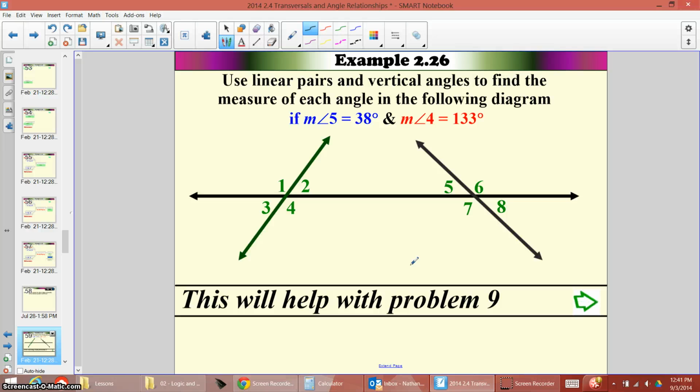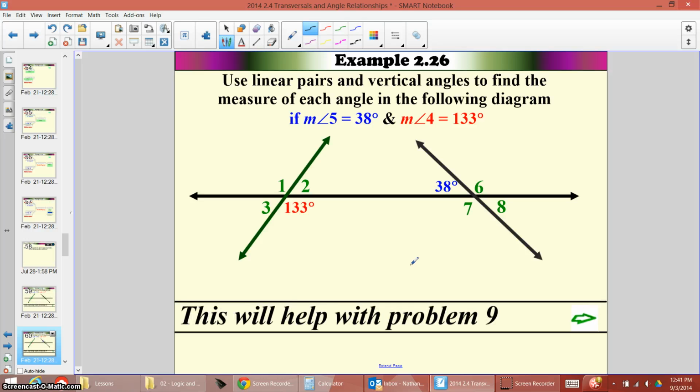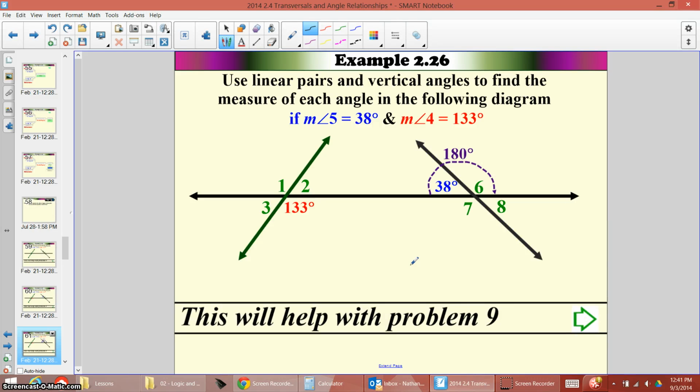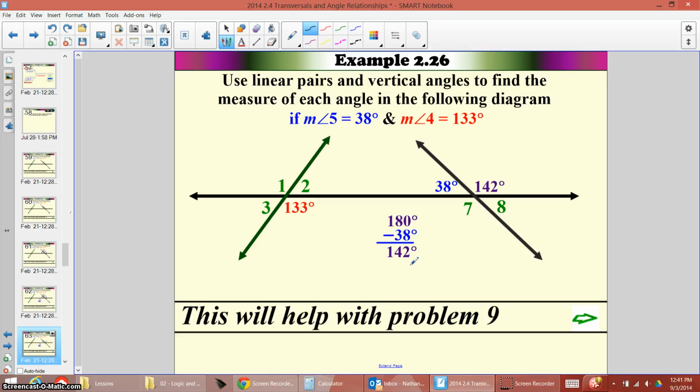2.6, use of linear pairs and vertical angles to find the measure of each angle in the following diagram. So if angle 5 equals 38 and angle 4 equals 133, what does angle 8 equal? Oh, we can do this. That seemed kind of awesome.